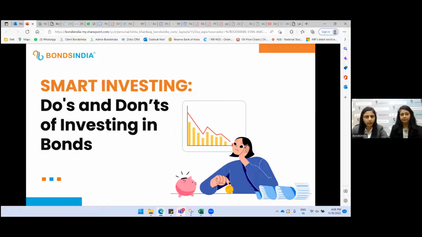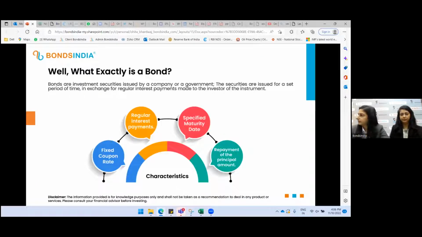Let's discuss the concept of a bond to begin with. Let us understand what exactly is a bond. Bonds are investment securities issued by a government or a company. The securities are issued for a set period of time in exchange for regular interest payments made to the investor of the instrument. Now, the few characteristics or features of bonds include the coupon rate.